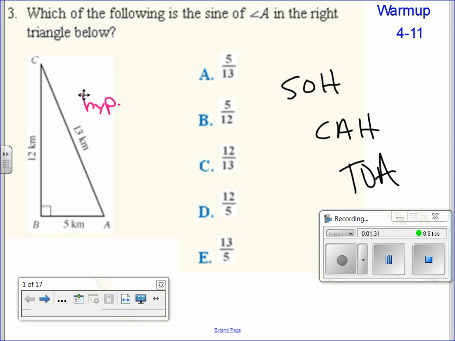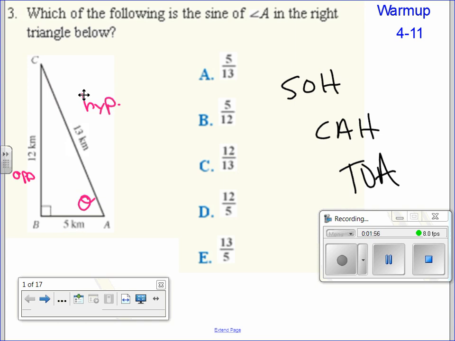Now, depending on what angle you're working with will depend on what side is your opposite and your adjacent. They did mention that we're working with angle A, so I'm going to put a little theta right there. It's a Greek letter called theta. We're going to be using it a lot. But if I'm living down here at angle A, and this is my theta, is my 12 an opposite side or an adjacent side? Opposite, because it's all the way across the triangle.